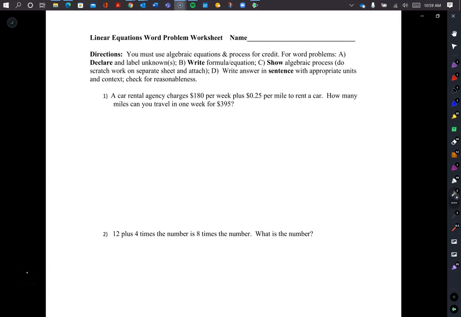In this video, we're going to look at how our problem-solving process fits with solving equations. For the first one, we have a car rental agency charges $180 per week plus 25 cents per mile to rent a car. How many miles can you travel in 1 week for $395?